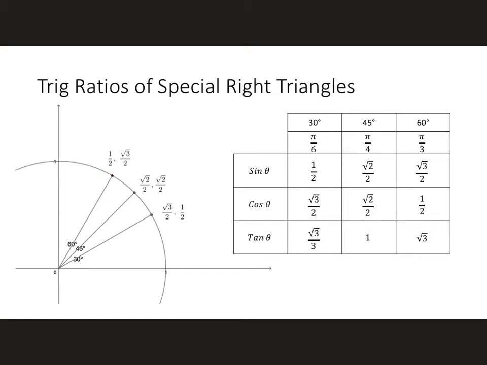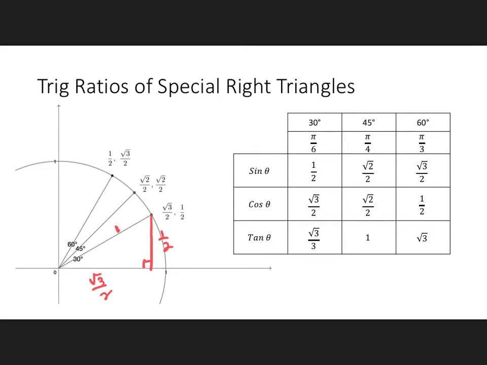Now, when we were finding the 30-degree angle, for example, we made our triangle look like this, and it had a y value of 1/2, an x value of the square root of 3 over 2, and then the hypotenuse was the 1.